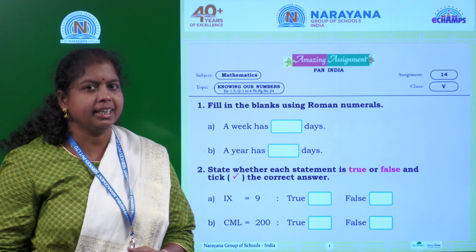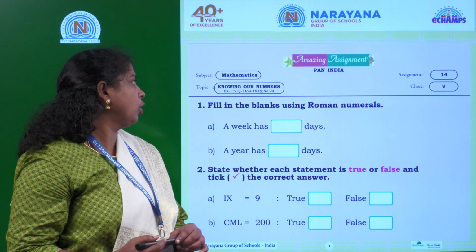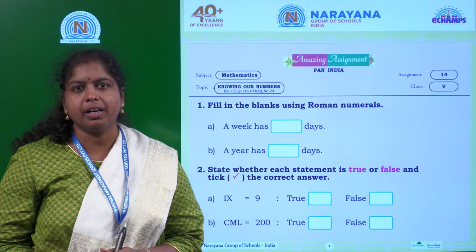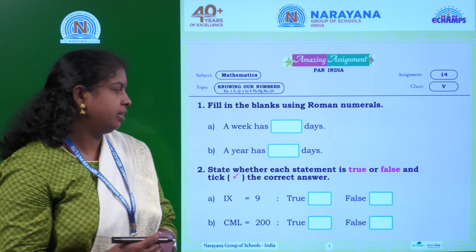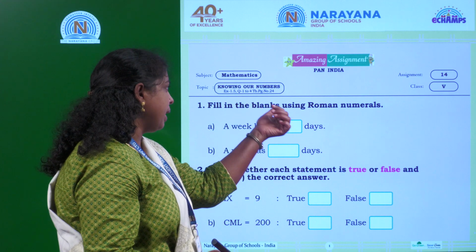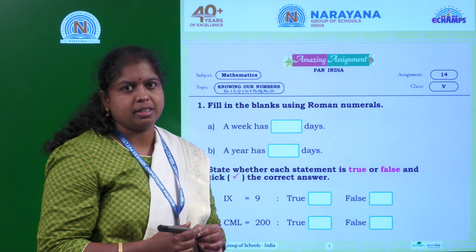Our today's amazing assignment is based on knowing our numbers. For this you can refer our textbook page number 24. Let's start our today's session. What is our first question? Fill in the blanks using Roman numerals.